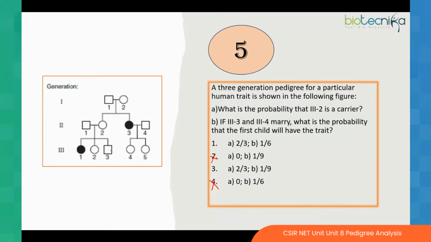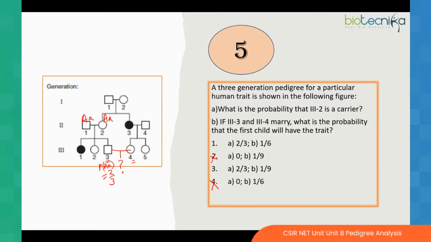So who are the parents of the fourth generation? 3 3 and 3 4. Now again, 3 3 is also a child of two heterozygous parents and normal. So the probability of 3 3 to be heterozygote will be how much? Just like how we have calculated for 3 2, it will be 2/3.